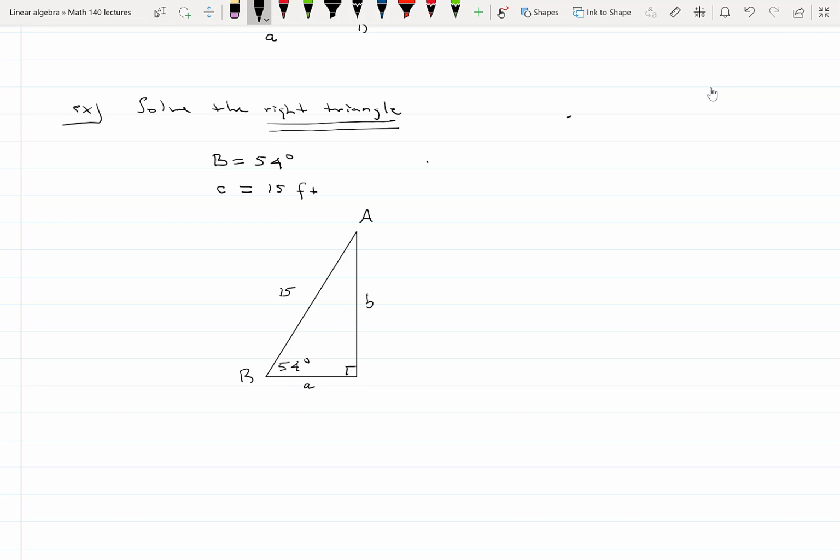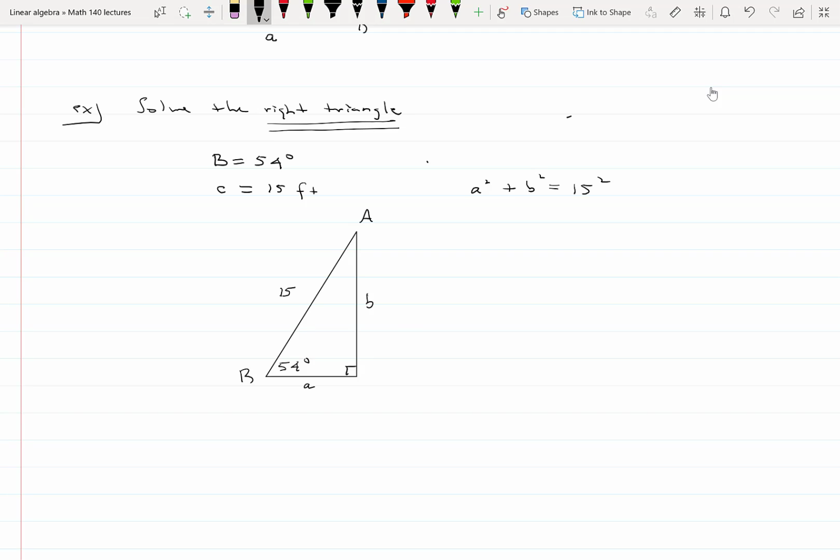Then start trying to find the missing pieces of information. We need small a, small b, and angle A. The first attempt might take you to using the Pythagorean theorem. Well, the Pythagorean theorem won't work here. Why not? We can set up the Pythagorean theorem, a squared plus b squared equals c squared. Why can't we go any further?